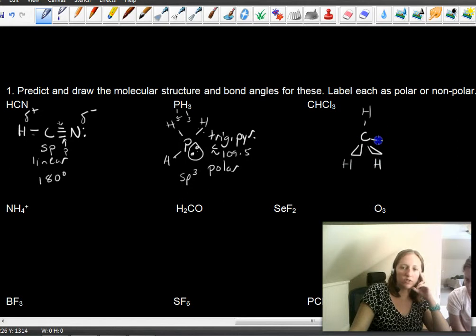This is how you draw the tetrahedron in 2D. That still looks terrible.